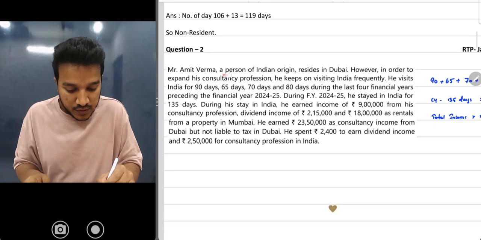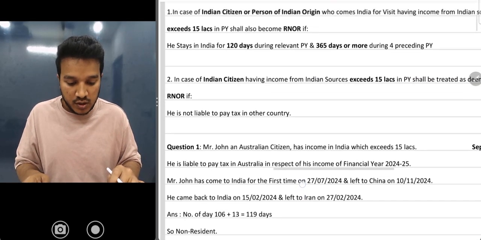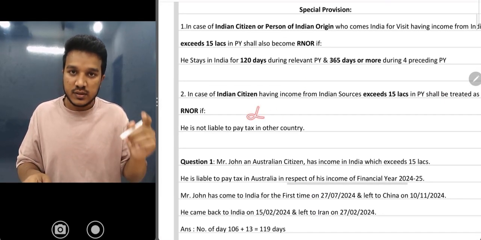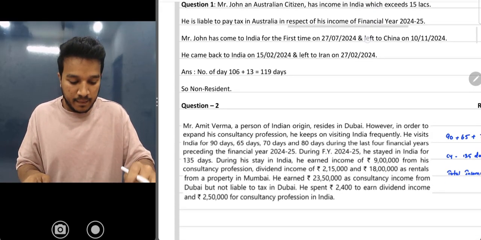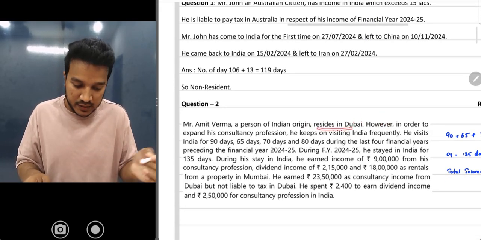Mr. Amit Verma is a person of Indian origin. Look, the moment it says person of Indian origin, this gets eliminated. The second special provision is eliminated. You have to think about the first one only. Okay, he resides in Dubai.